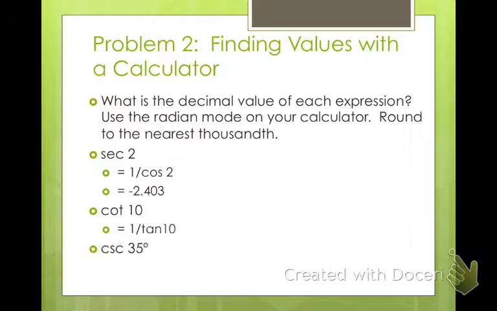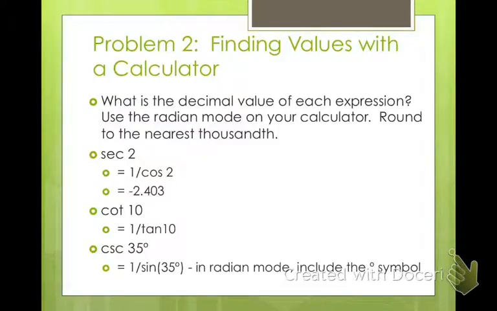Okay, and then if that gives it to you in degrees, so before it's been assumed that it's been in radians. So if this one is in degrees, cosecant is 1 over sine. So we're finding 1 over sine of 35 degrees. You need to keep it in radian mode even though it says degrees, but when you put it in your calculator, you need to include the degree symbol. So put it in just like that, 1 over sine 35 degrees, end parenthesis, and then hit enter.